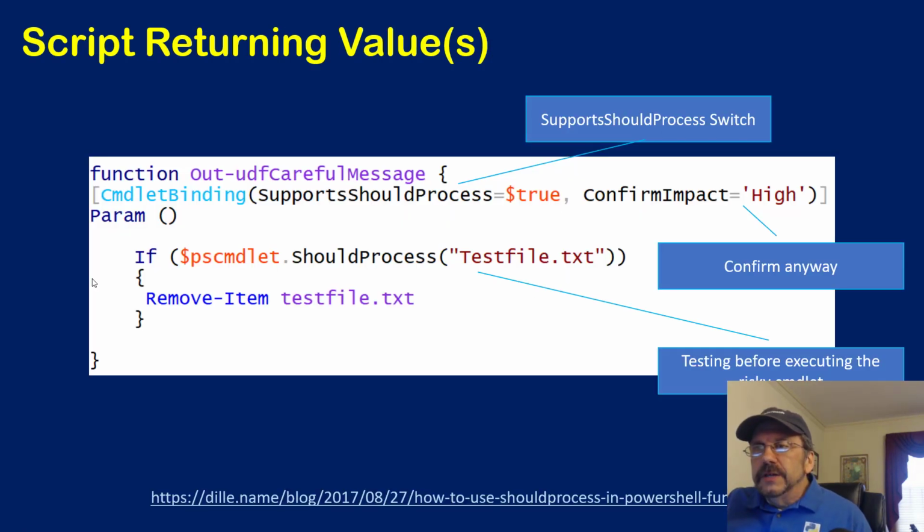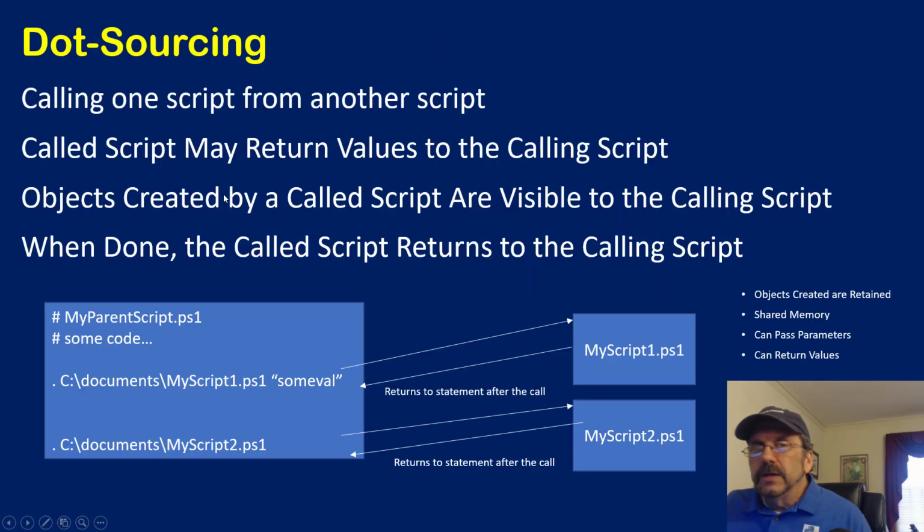So we saw this. This is where we're using the out UDF careful message to basically do that custom control around should process. And again, this pot will run and it will not remove the item unless we say yes. So it prompts us and confirms it. But we need the support should process equal true and confirm impact equal high.